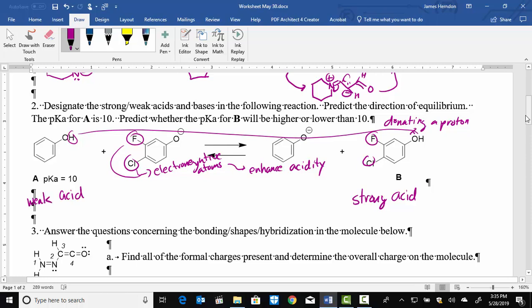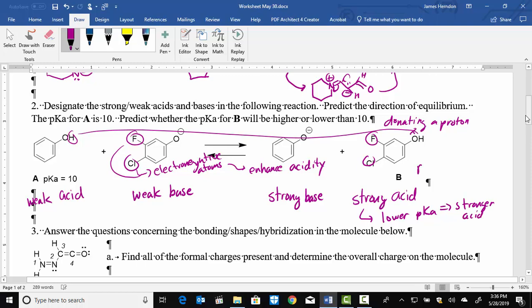Okay, the strong base is the conjugate base of the weak acid, which is here, so this is the strong base. And remember that strong and weak are always on the same side of the equation. There's our weak base. Okay, if we had to estimate the pKa, remember that lower pKa means stronger acid, right?